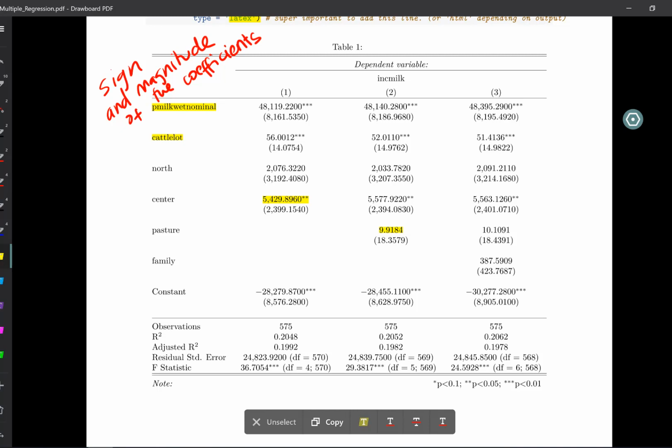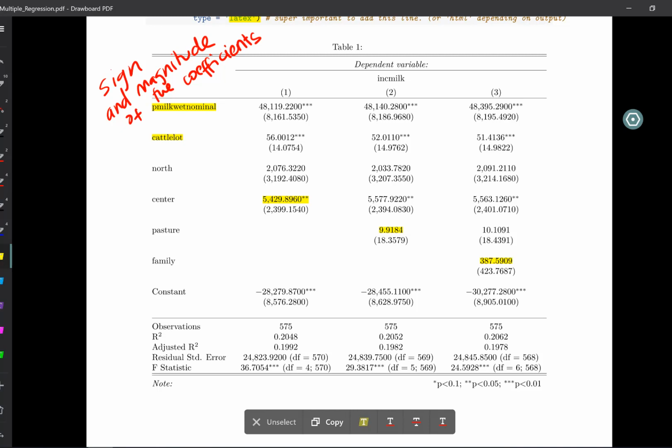And then the last model also adds family. And as suspected, that coefficient is positive but not statistically significant. Having a larger family doesn't seem to have an effect on income from milk. And then the constant is negative and statistically significant.